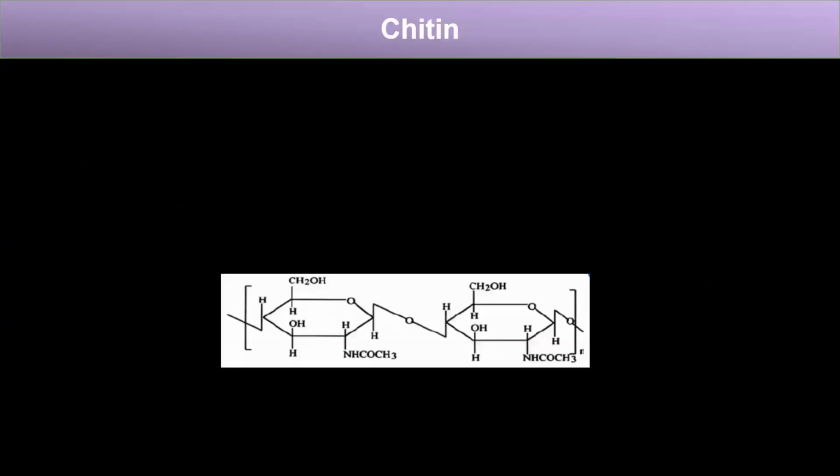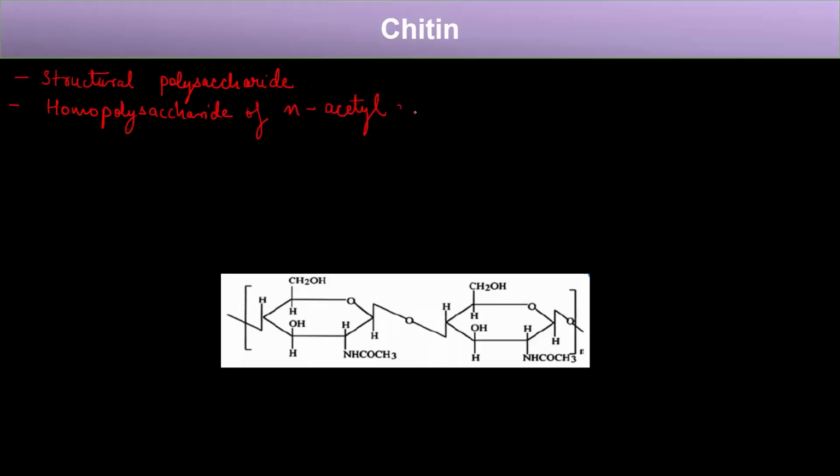Next we'll study another structural polysaccharide, chitin. Chitin is also a structural polysaccharide. It is a homopolysaccharide because again, it consists of only one kind of monomeric unit. Hence, it is a homopolysaccharide of N-acetyl glucosamine.